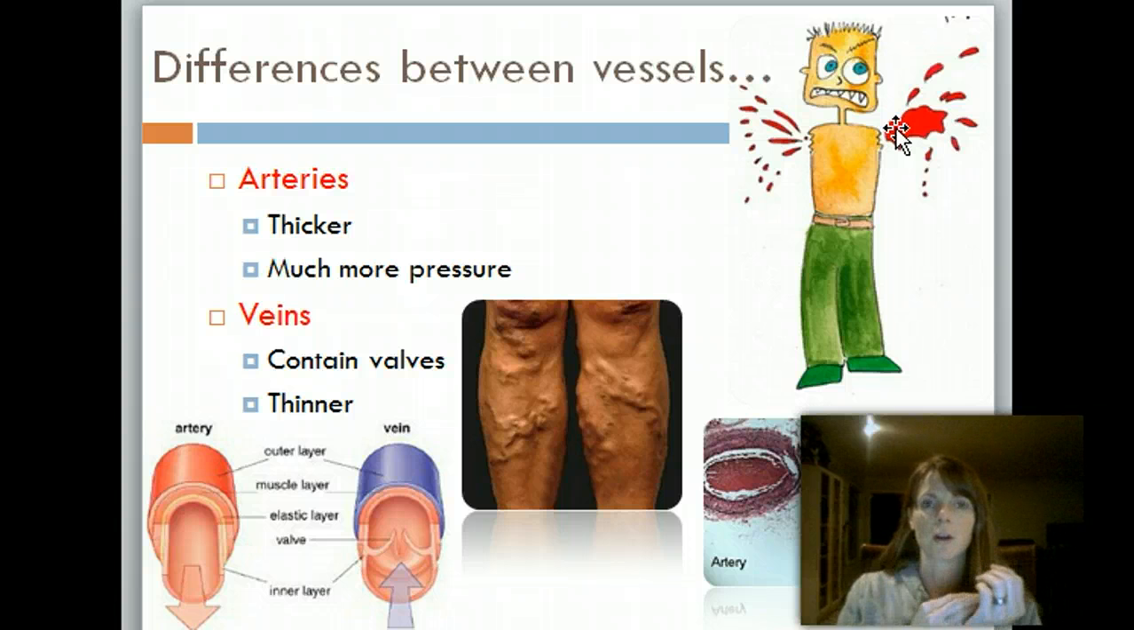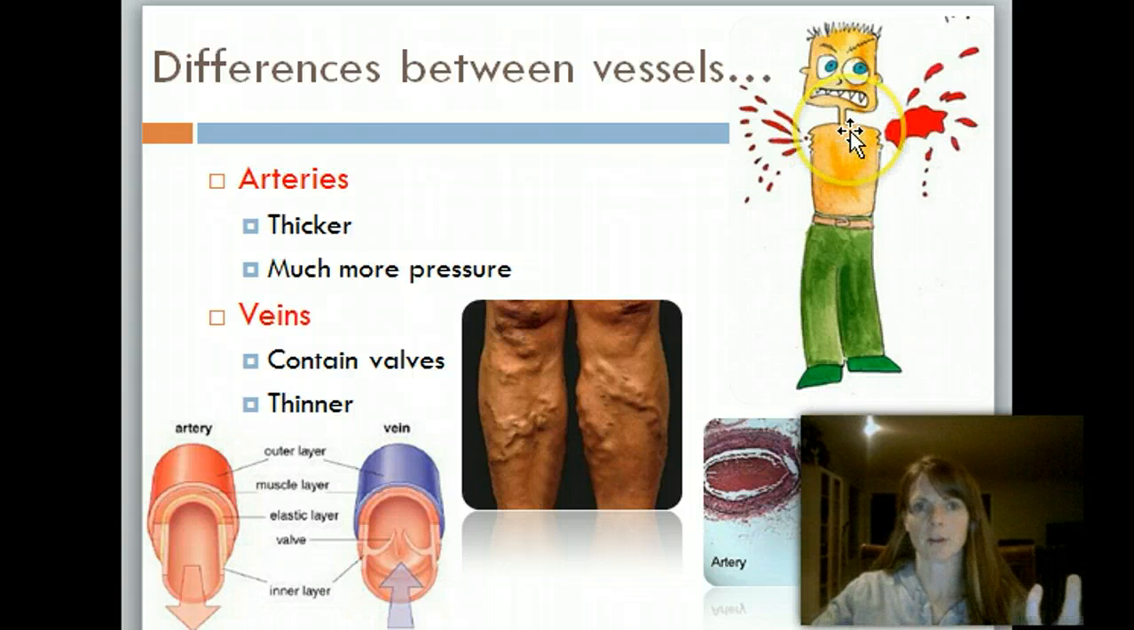So say if you cut an artery, if you saw blood going psh, psh, psh, it's actually spurting with the beat of your heart, okay? That's why it would spurt out. So that's how you would know if you severed an artery. Typically we sever veins. That's why the blood just kind of flows out, okay?